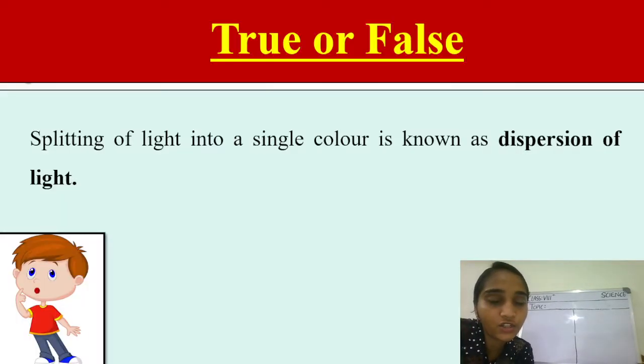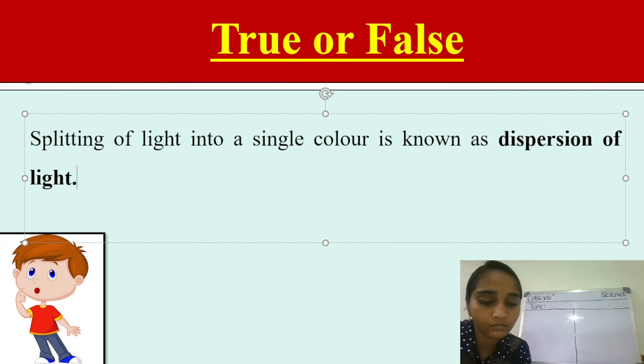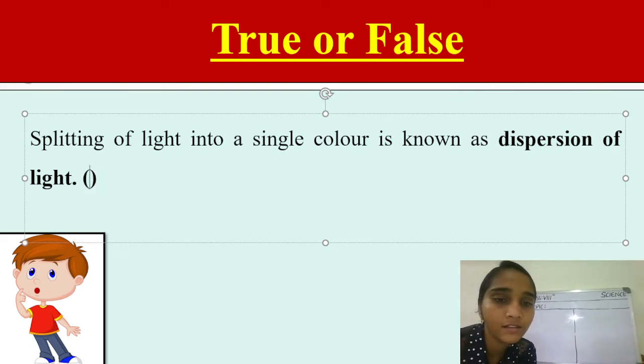So students, now it's your time to answer as true or false. The statement is: splitting of light into a single color is known as the dispersion of light. So is this statement, students, true or false? You can punch your answers in the comment section. I'll wait for a few more seconds.